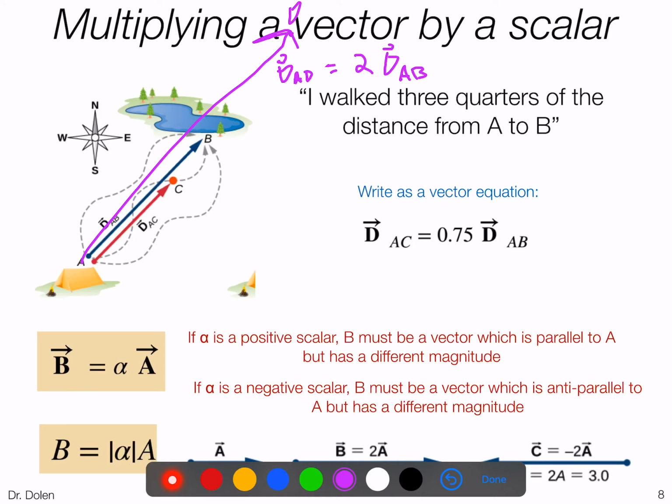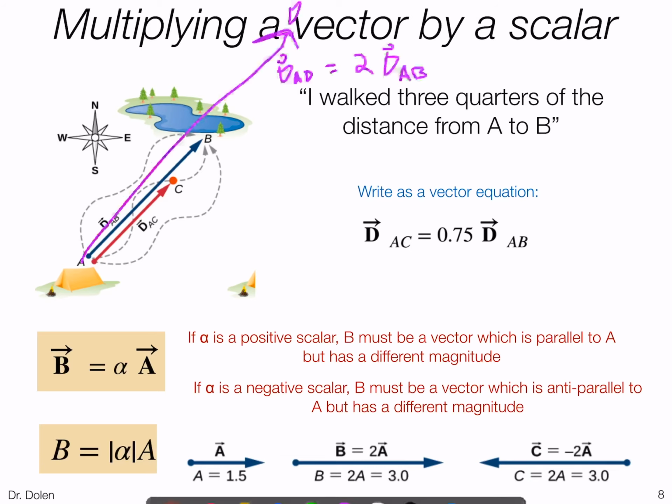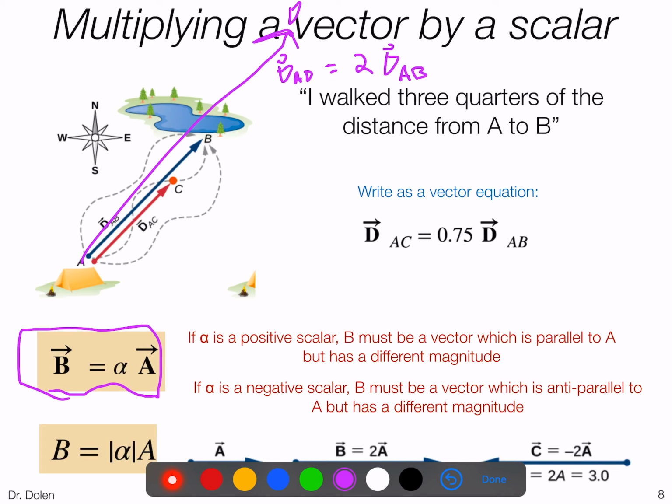So when you multiply a vector by a positive number, you get a vector that points in the same direction, but is a different length, so it has a different magnitude. Or you can multiply it by 1 and you get exactly the same vector. In general, if I have a general equation given by this right here, b is equal to alpha times a. If alpha is some positive number, then b is going to point in the same direction as a, but be a different length. And the magnitude of b is just going to be that number times the magnitude of a.